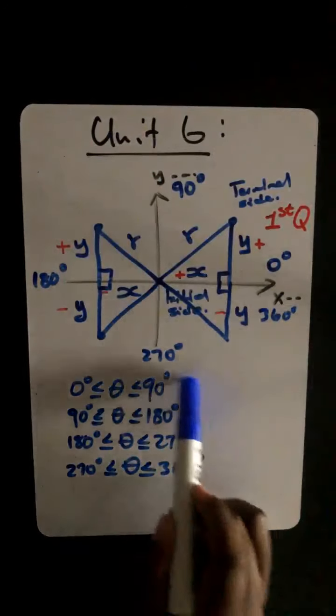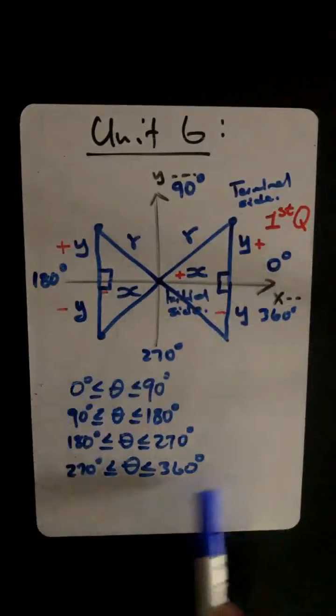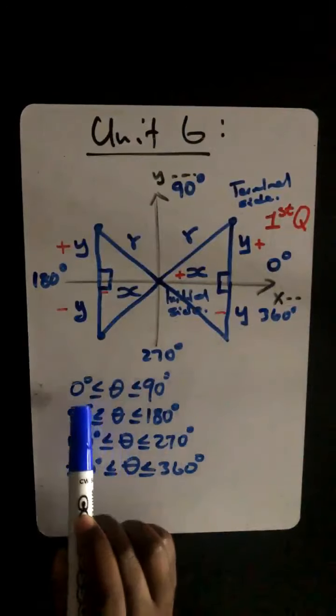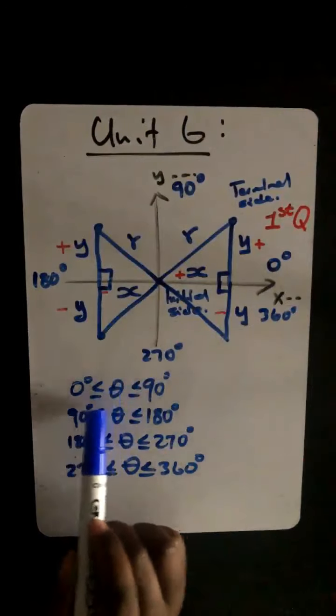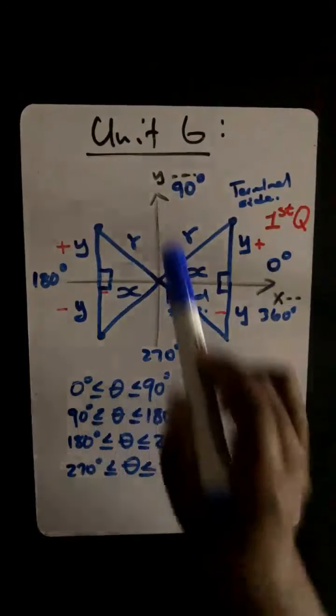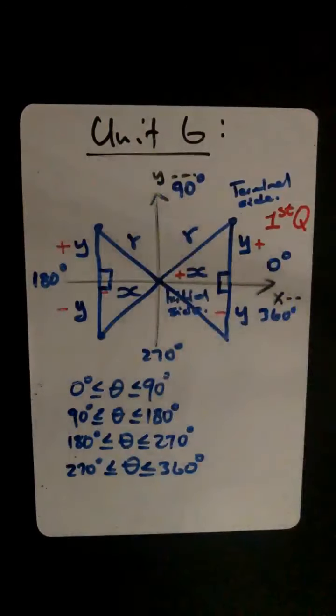For example, does this representation make you understand that when we say 0 degrees less than or equal to angle, it means between two angles? Does it make sense to everyone? Yes, sir. Yes, sir.